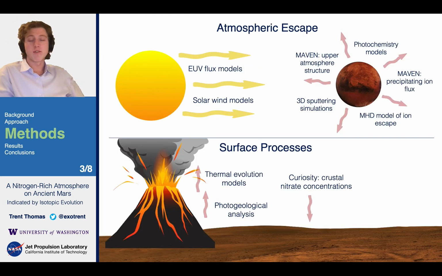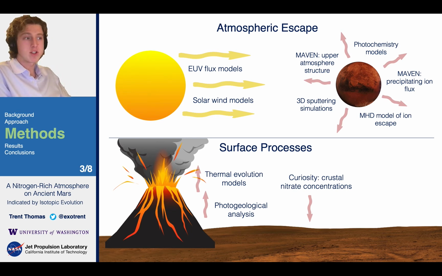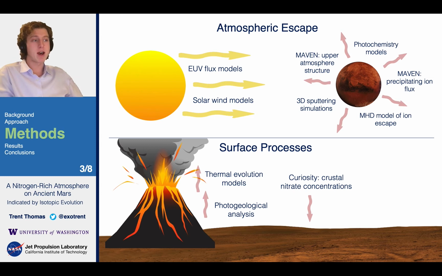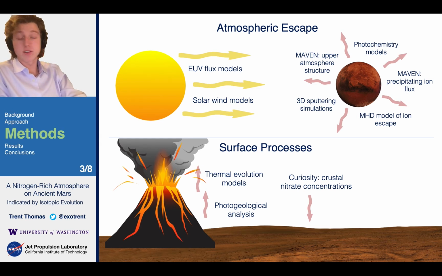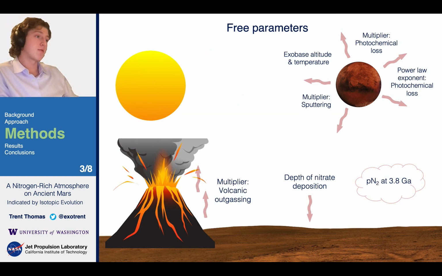Here's an overview of what our model includes. We incorporate solar activity models, MAVEN data and MAVEN validated models, Mars interior models, surface analysis, and measurements of crustal nitrate deposits, all of which extend back over the last 4 billion years. After investigation, we identified key uncertainties in these mechanisms, captured by these 7 parameters.